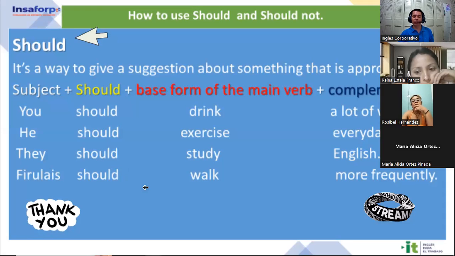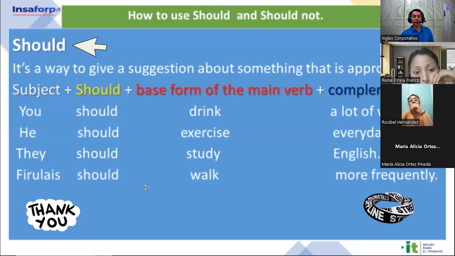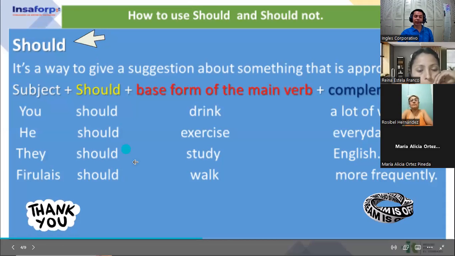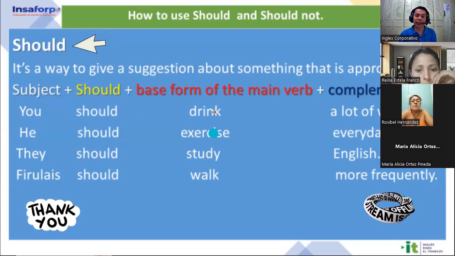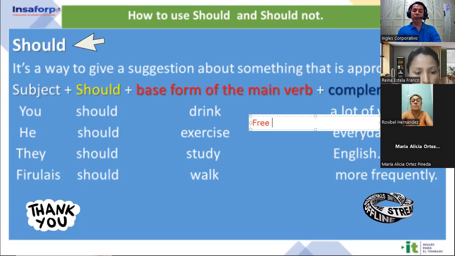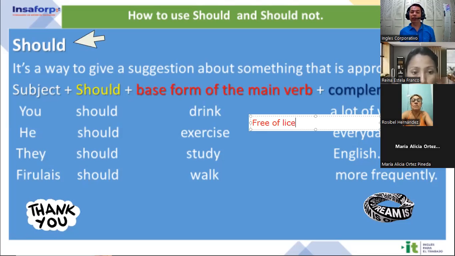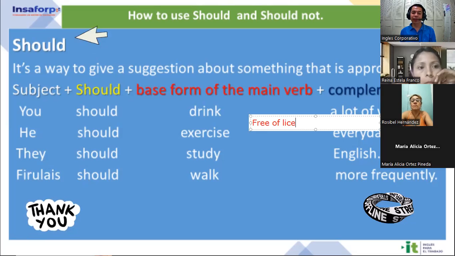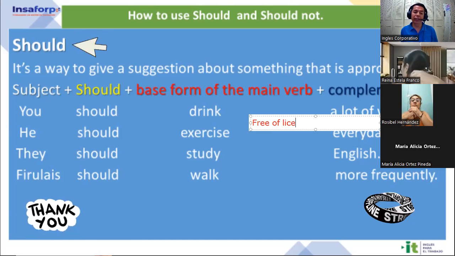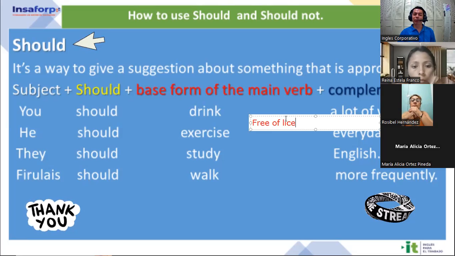Firulais should walk more frequently, right? I'm talking about Firulais, do you know the origin of the name? ¿Saben de dónde se originó el nombre Firulais? Bueno, hay varias historias, ¿verdad? Es que antes había una propaganda que decía que los perritos deberían estar libres de pulgas, free of lice. Era una medicina que se usaba para los perritos, y era en inglés, obviamente, free of lice, libre de pulgas, pero la gente en lugar de decir free of lice, decían firulais, y de ahí quedó el nombre de Firu, el famoso Firu.